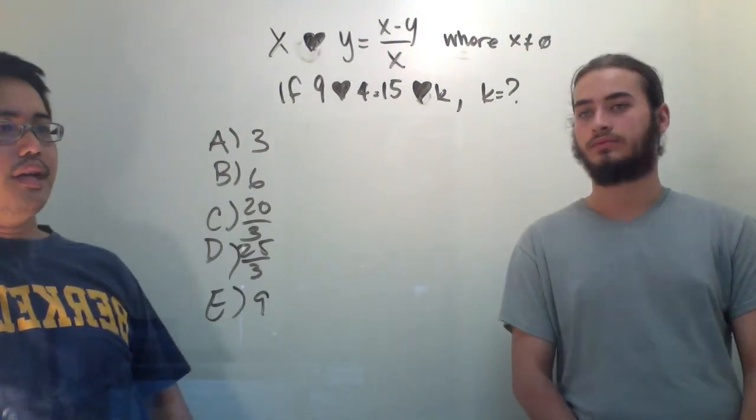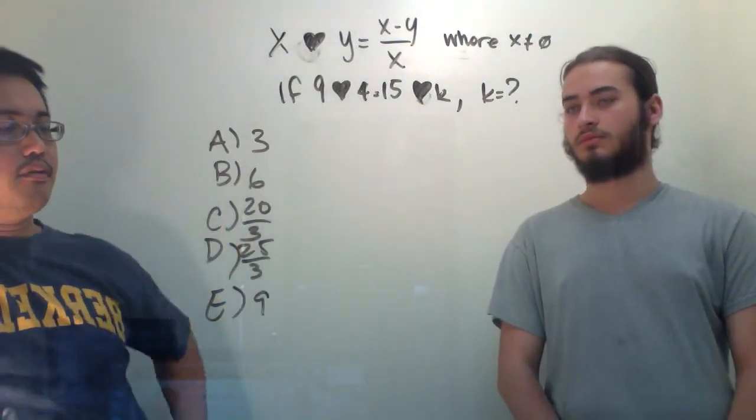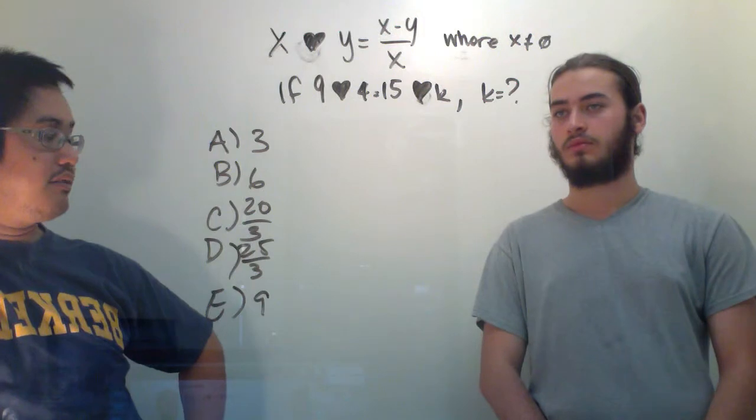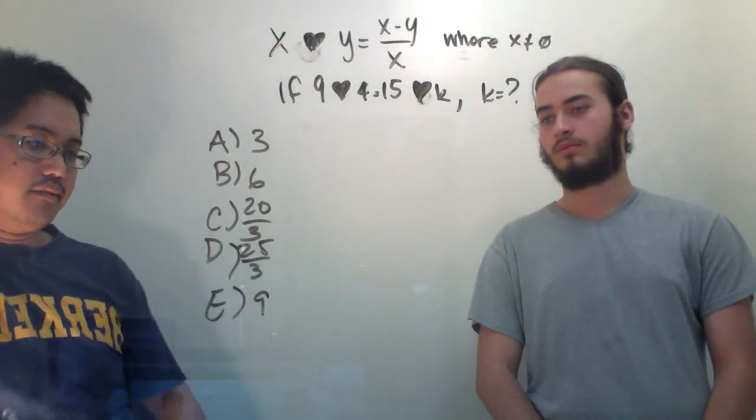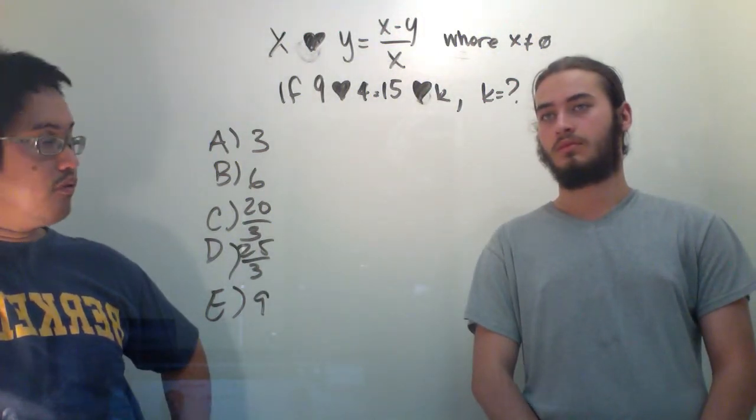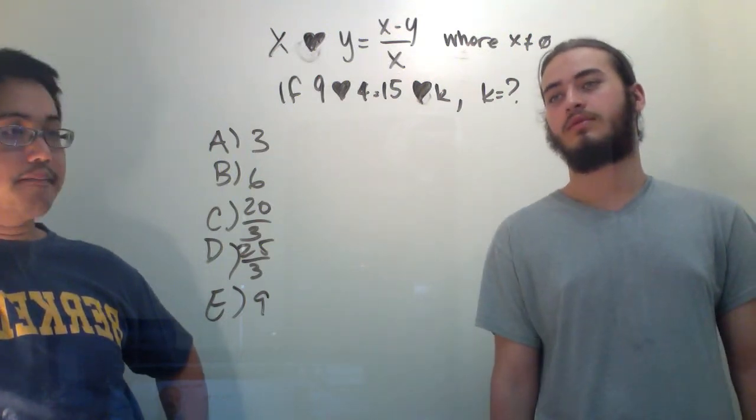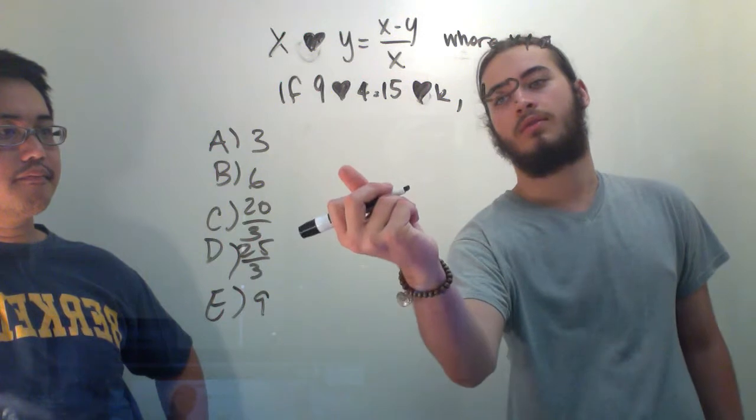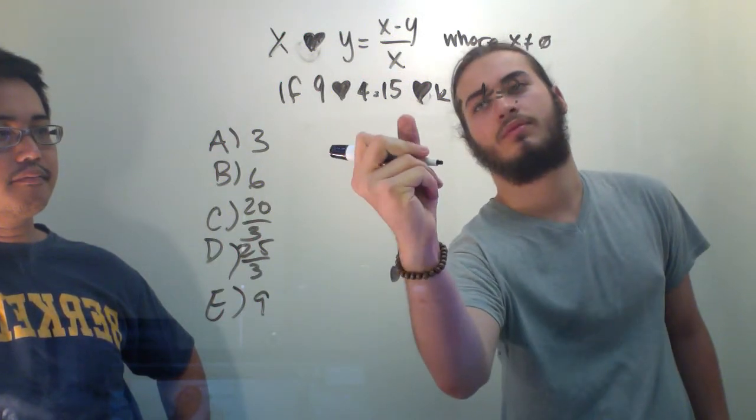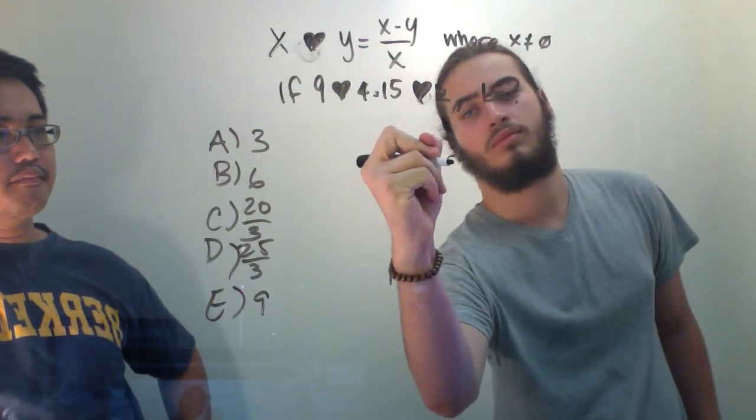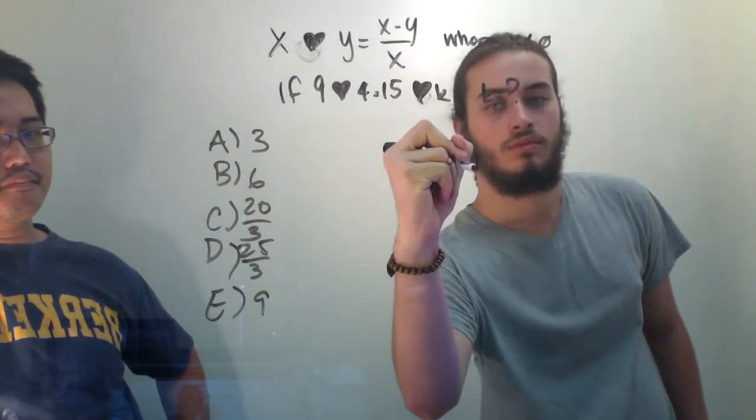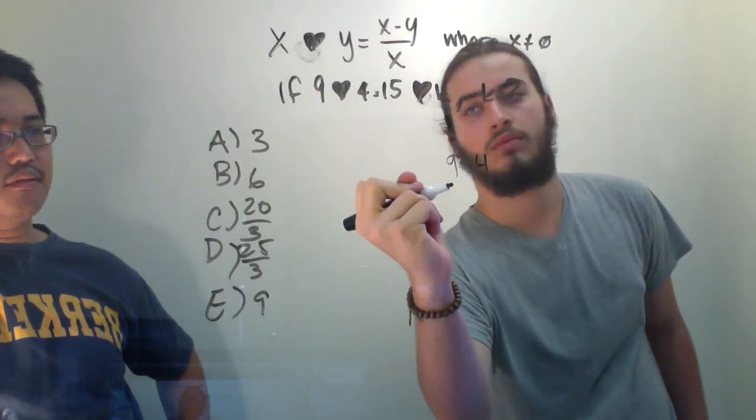All right. If 9 heart 4 is equal to 15 heart k, then what is k? Your options: A, B, C, D, E. Go for it. I'll help you out. Nine minus 4.